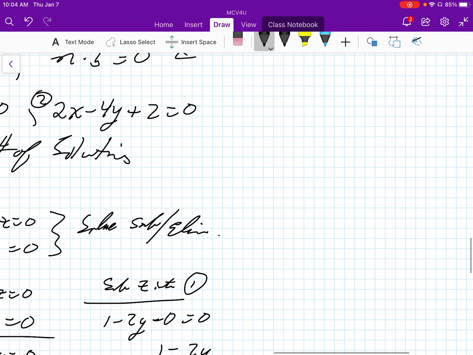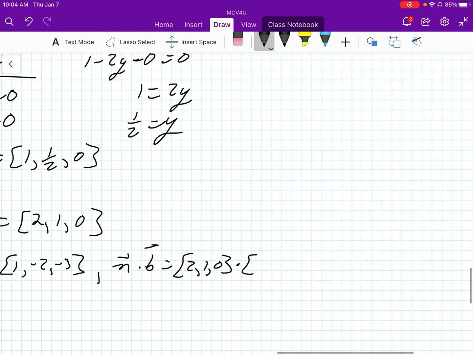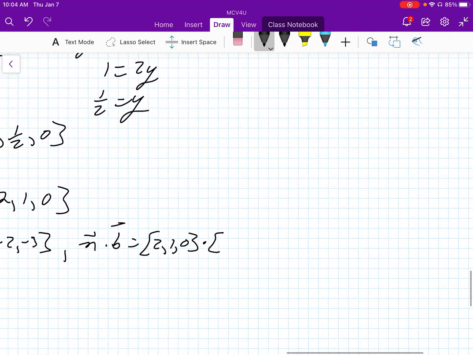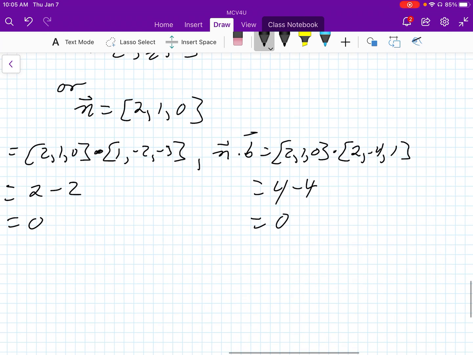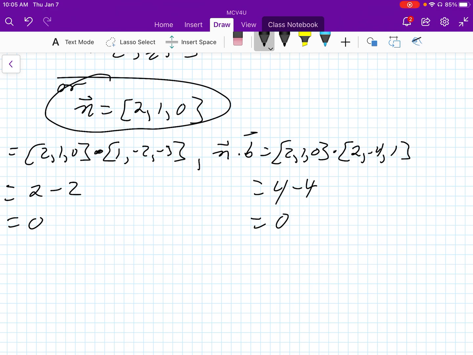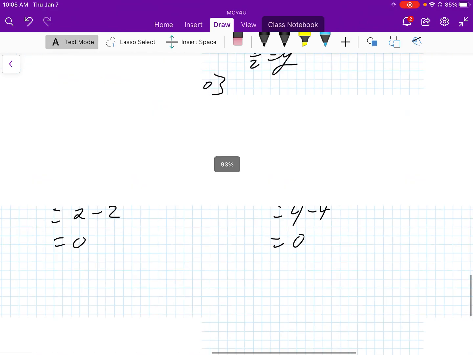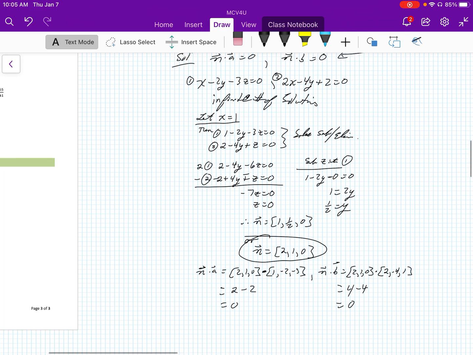What was that? 2, negative 4, and 1. So we have 2, negative 4, and 1. So we have 4, negative 4, 0, which is 0 itself. So we have it. Our n is perpendicular to the plane. That's what we were going to be proving anyway. So you take a look at the process.